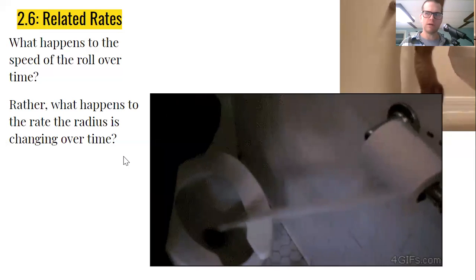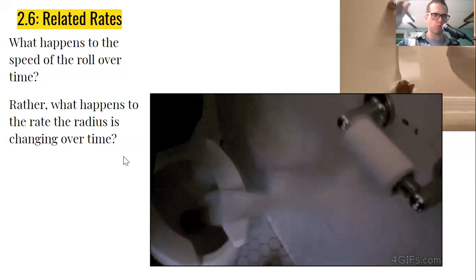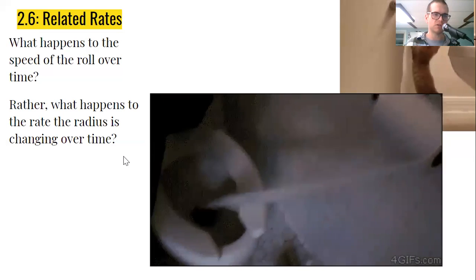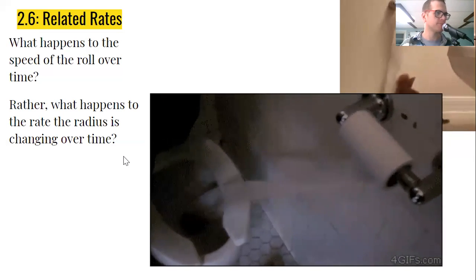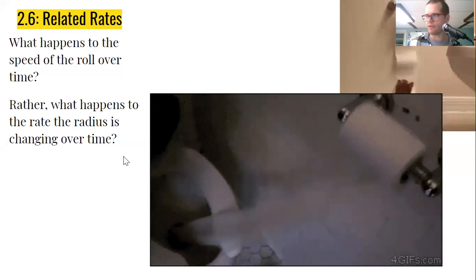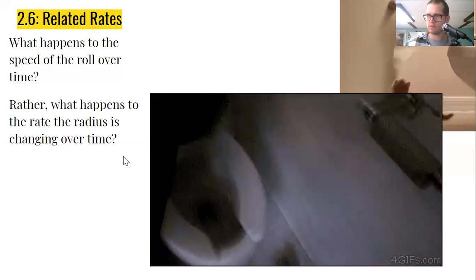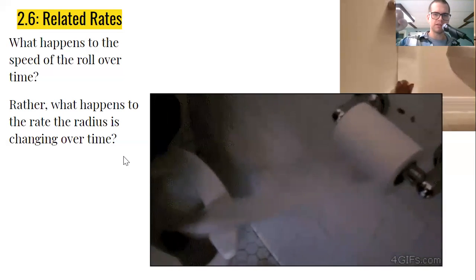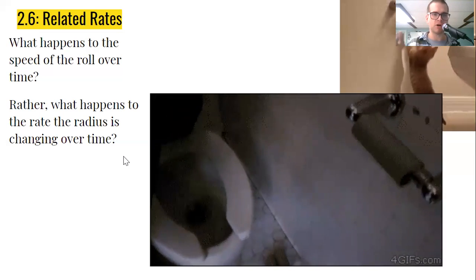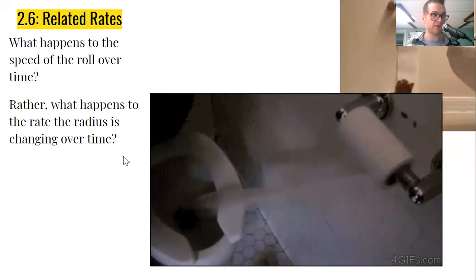So yeah, the rate, well, let me think about how. The radius is decreasing over time. I guess what I should be saying is the rate it's decreasing. Is it decreasing faster and faster over time, or slower and slower over time? Assuming that it's coming off at a constant rate, like 10 squares a second, is the radius going to get smaller? It's definitely going to get smaller, but the rate it's getting smaller, is it going to get smaller faster and faster and faster?